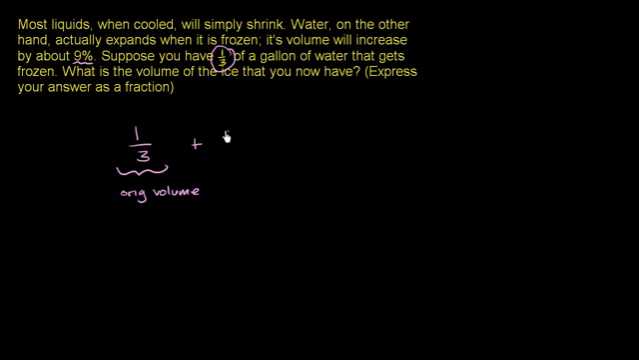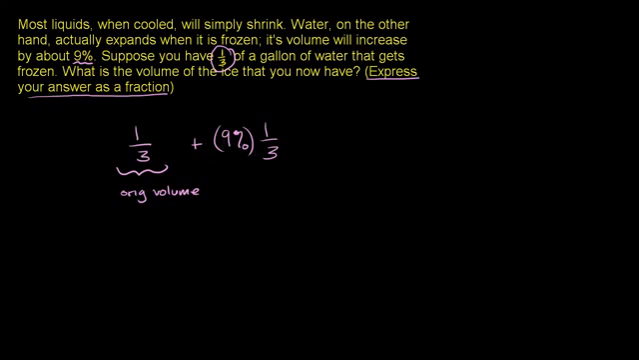So plus 9% of your original volume. So you could say it's 9% times 1/3. So this right over here is going to be the expanded volume. Now there's a bunch of ways we can figure it out. We could turn things to decimals or whatever else. But they tell us to express your answer as a fraction. So let's make sure that everything here is a fraction, and then we'll just try to simplify.